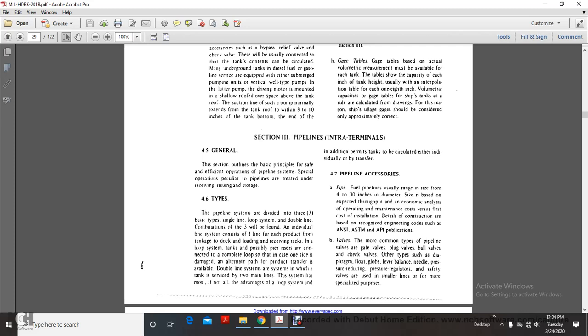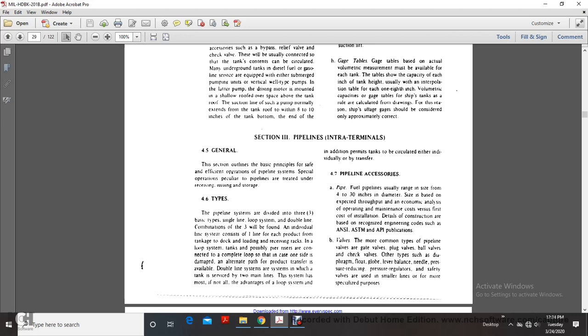An individual system consists of one line for each product from the tank to the dock, loading, or receiving track. In the looping system, the tank is connected to the pier with the risers and connected with a complete loop, so that in case of damage on one side, an alternate path for the product is available. The double line system is one in which the tank is served by two main lines. The system has most of the advantages of the loop system and additionally permits the tanks to be circulated, with the individual or by transfer.